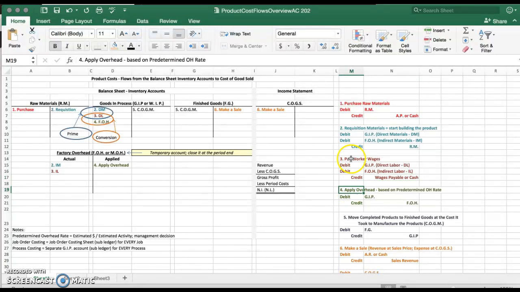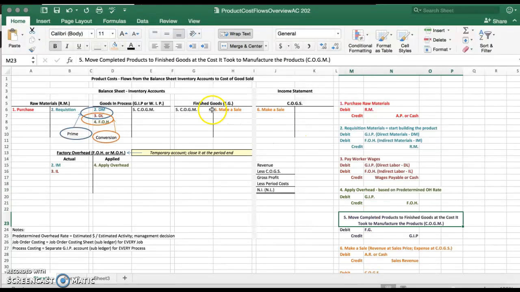The fourth step is to apply overhead based on our predetermined overhead rate. So remember, we use the predetermined overhead rate because we don't know exactly how much our costs are going to be because they're going to fluctuate. But in order to price out things, we make an estimate. So we're going to apply the overhead based on our predetermined overhead rate.